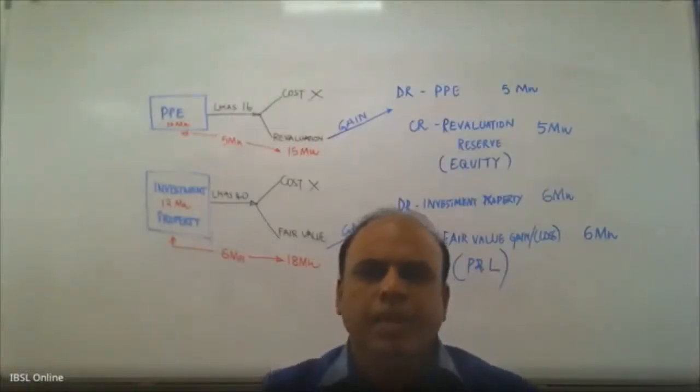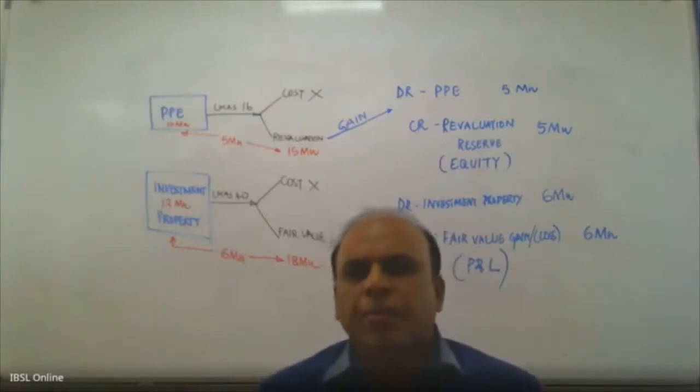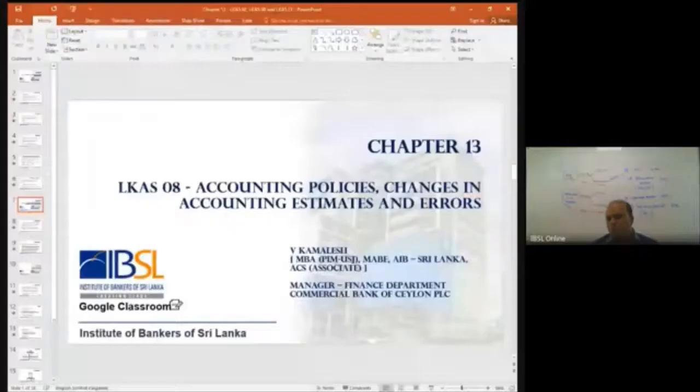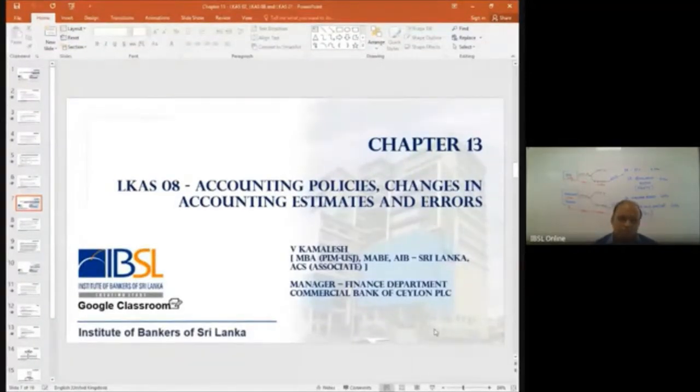So LKS 8 is about accounting policies, changes in accounting estimates and errors. So we know what an accounting policy is. Accounting policy is the methodology, the assumptions, the bases that you use. So all those are put together. That is what is called an accounting policy. And also you will relate it to an accounting standard.